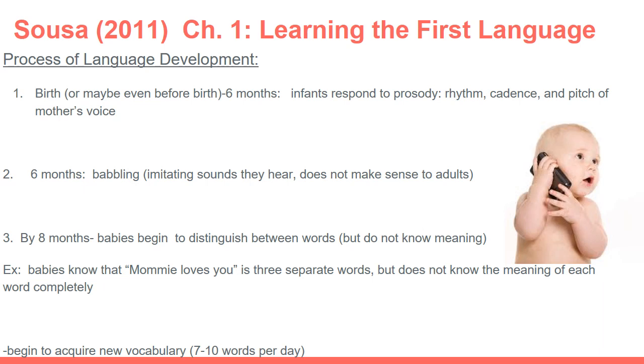However, shortly thereafter, after about 8 months, that is when children begin to acquire new vocabulary very quickly. So then they start to acquire 7 to 10 words per day. On some of the very basic sentences, like mommy hugs or mommy kisses, they might even start developing the meaning of those simple sentences pretty quickly after that. But for more complex language, that takes a little bit more time.